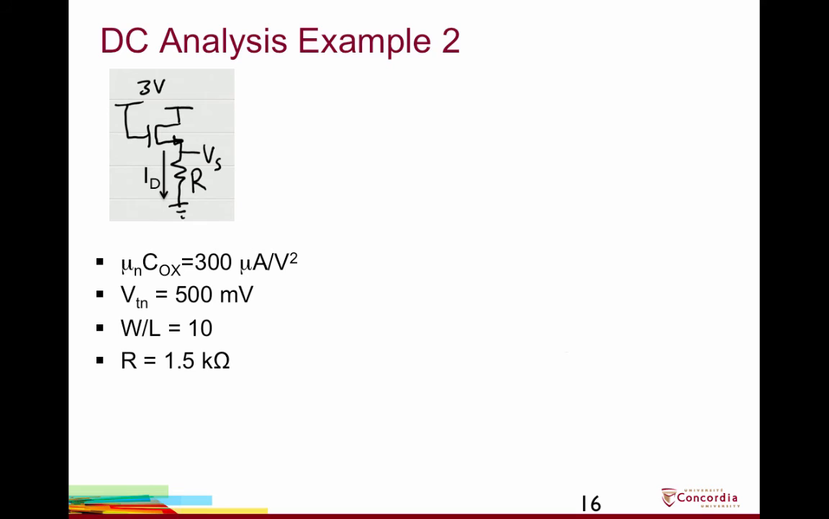Okay, let's look at the second example. In this case, we have a known gate voltage, drain voltage, but an unknown source voltage. Which equation should we use? Is it in triode or saturation? When the gate and drain are connected to the same voltage, it's always in saturation.